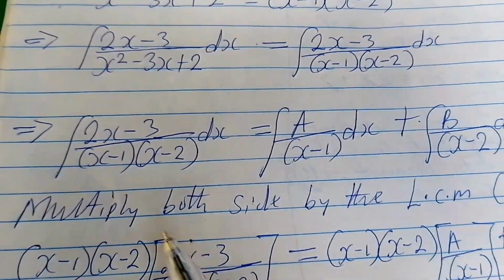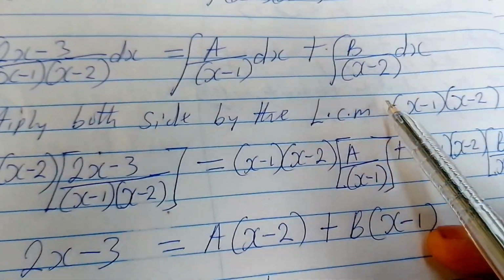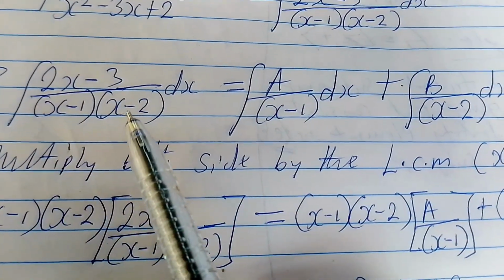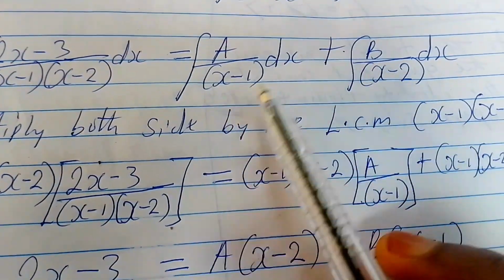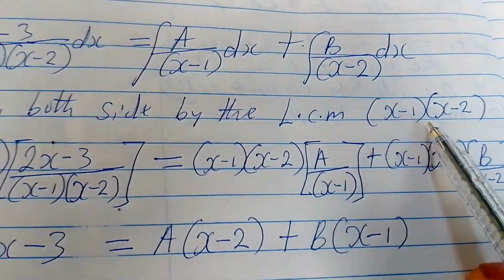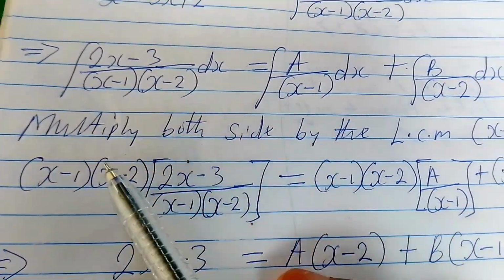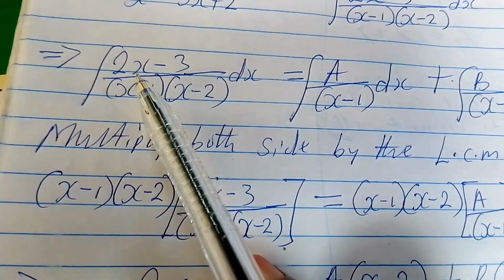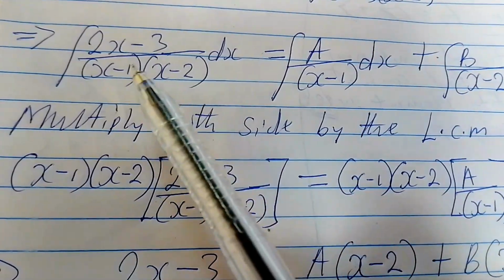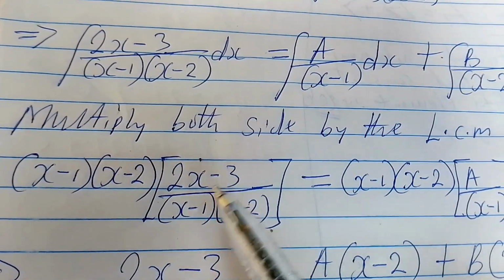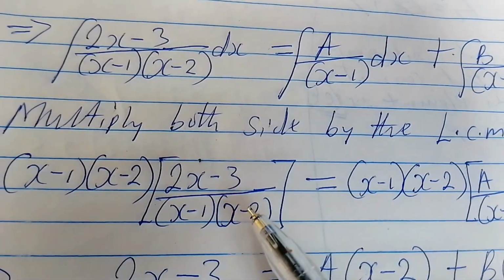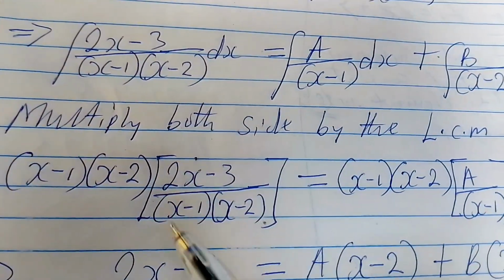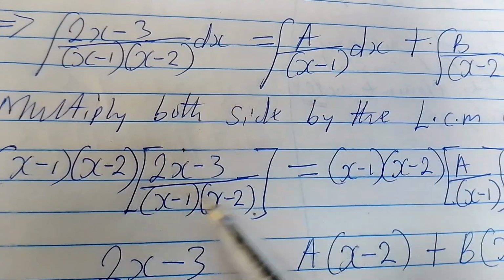Now we are going to multiply both sides by the LCM. The LCM is the denominator, which is (x - 1) multiplied by (x - 2). This is the denominator of this expression, so we multiply it on both sides. On the left hand side, we have (x - 1)(x - 2) multiplied by (2x - 3) over (x - 1)(x - 2). At this point, you need to just remove the integral sign so that we can multiply and then cancel what is common.